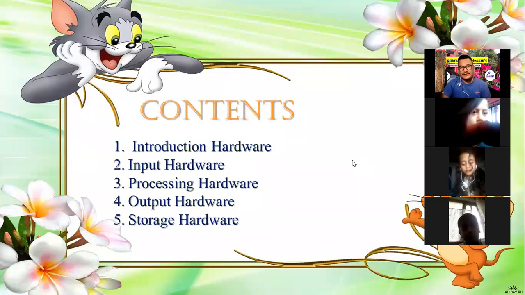The contents that we're going to discuss today are introduction to computer hardware, then input hardware, processing hardware, output hardware, and storage hardware. Altogether, there are 4 types of hardware in a computer system that we'll be discussing today.